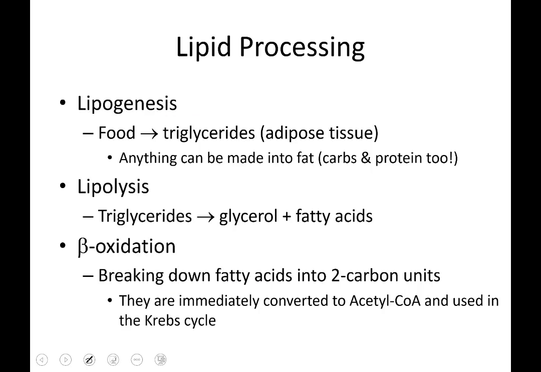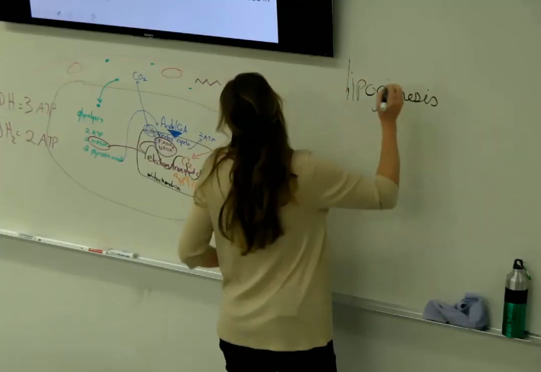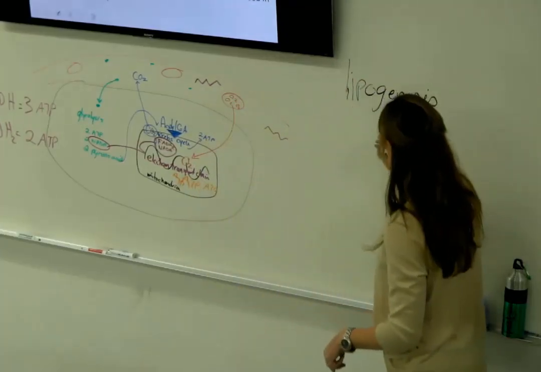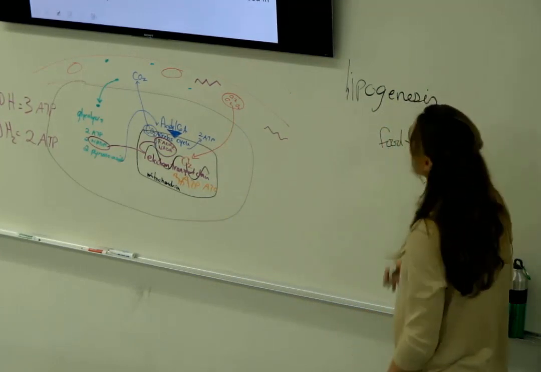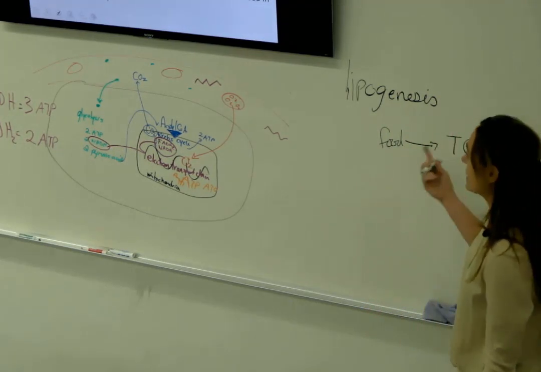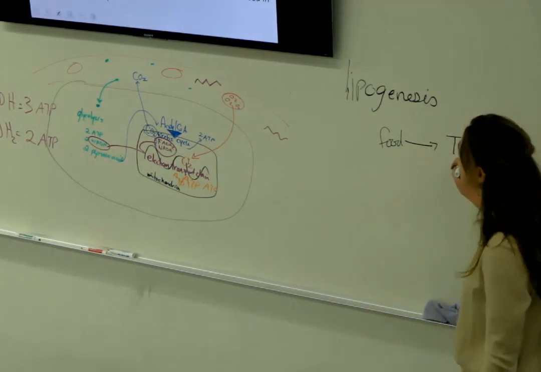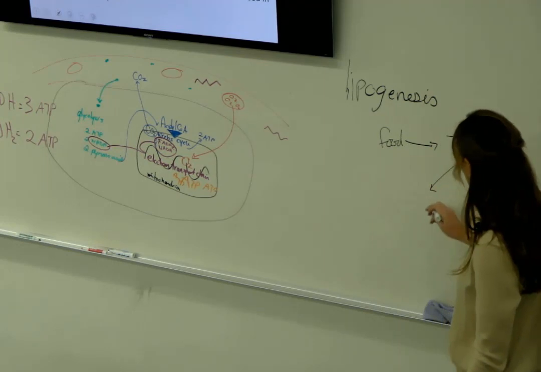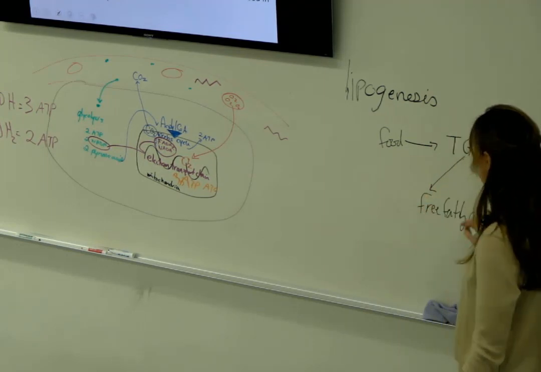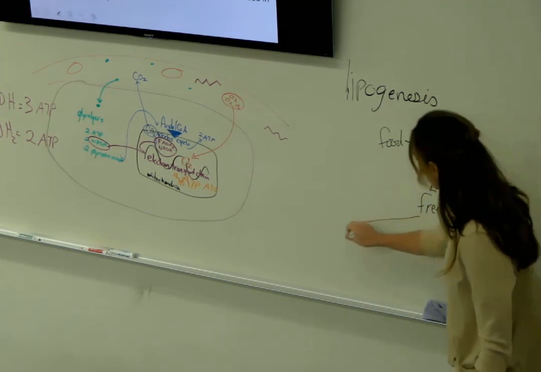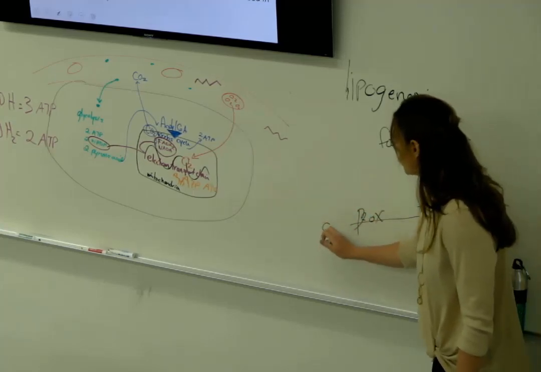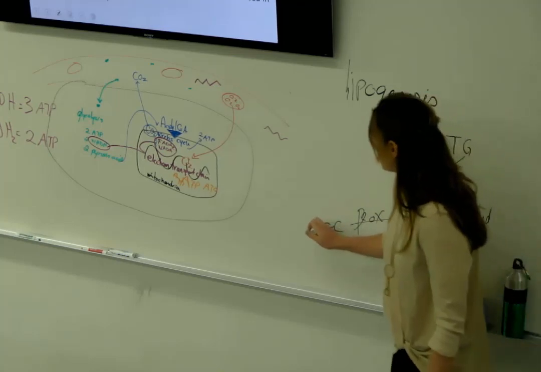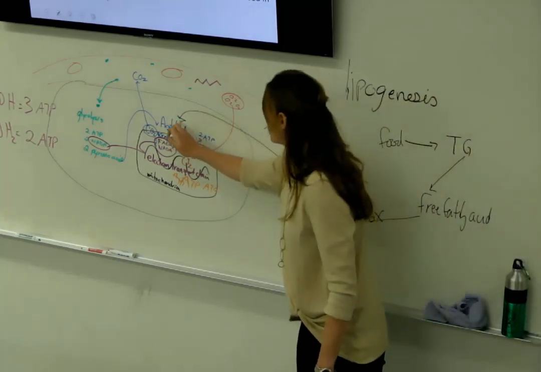The processing terminology. Lipogenesis is where we take food and we're going to make a triglyceride. And then lipolysis is where we take our triglyceride and we actually turn it into free fatty acids, which ultimately, through beta oxidation, we turn into two carbon units that will then become acetyl-CoA.